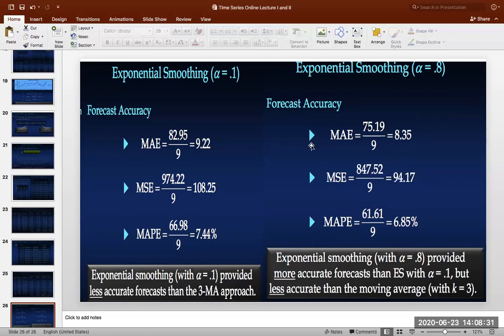So you realize that when you compare alpha equals 0.8 and alpha equals 0.1, this smoothing had a lower absolute percentage error compared to that. You get it? So this one is a better smoothing method compared to that.